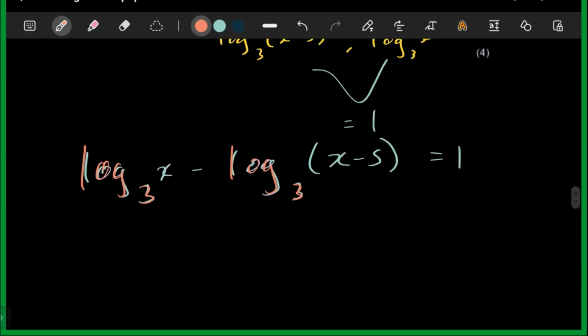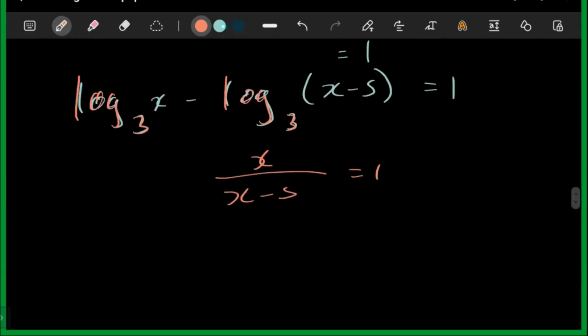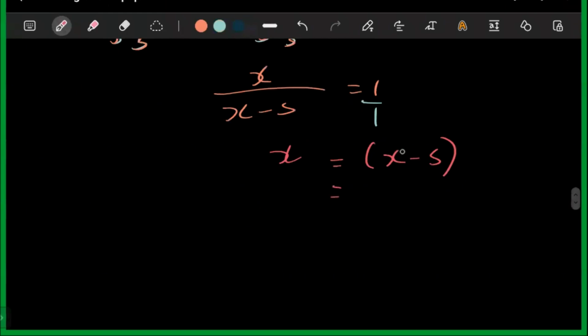So here we can just say x over x minus 5 equal to 1. This one we can put over 1 also. So let's cross multiply. 1 times x here is x. 1 times the bracket down there. Here's what you have.